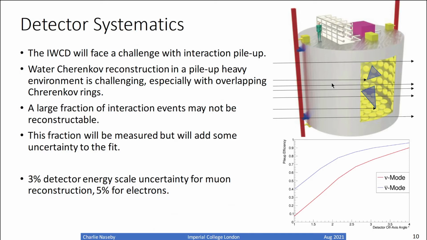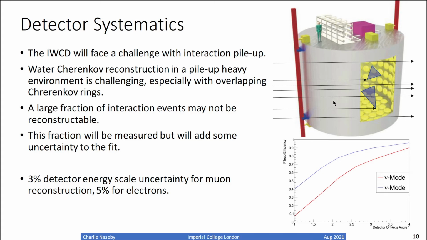We then also have detector systematics to consider. For one, the IWCD will face a challenge with interaction pileup. We have a quite large detector in an extremely intense neutrino beam, and so there is a chance that multiple neutrinos will interact within the detector in a single beam bunch. Reconstructing events in this pileup environment is challenging, especially if the rings of these particles overlap in our detector. It'll be very difficult to reconstruct. And so we expect that a large fraction of these events will not, in fact, be reconstructible.